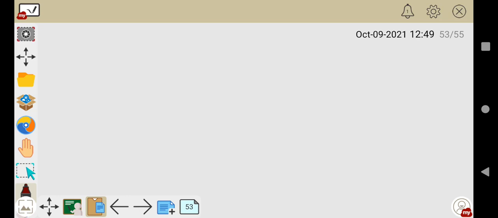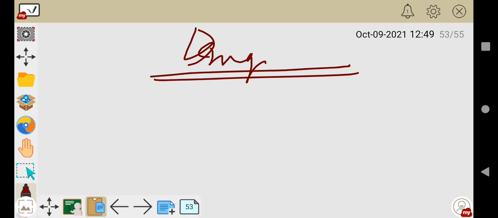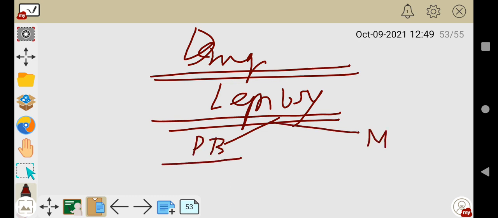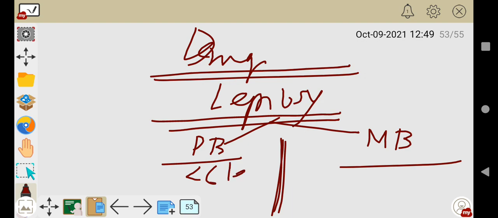Yes. So now I will talk to you about some drugs. First one is leprosy. See, leprosy treatment is based on two things: paucibacillary and multibacillary. We have to discuss the classification first. Paucibacillary: less than or equal to 5 lesions... less than 6 lesions.